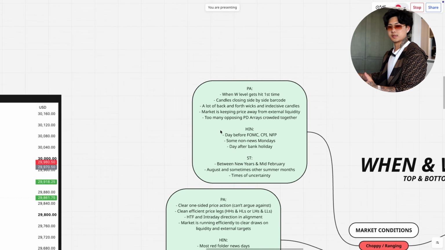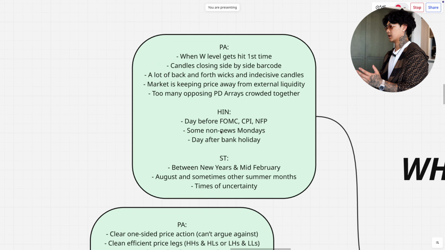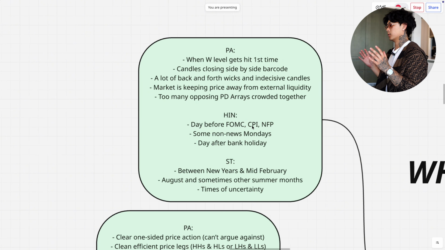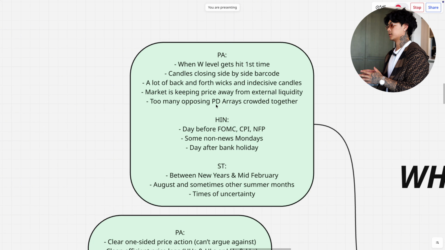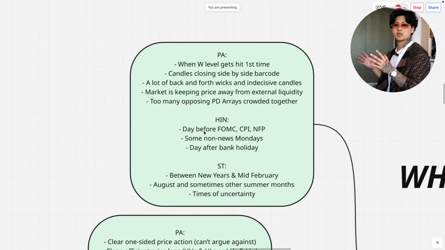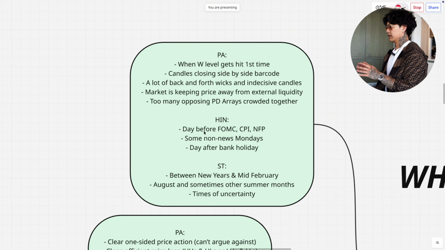Now, some other causes of consolidation or choppier conditions is the day before most red folder news events. So the day before FOMC, the day before CPI, the day before NFP. These are classic consolidation days because the market is holding price in a pattern, preparing for the upcoming news release. And if you don't believe me, just backtest it. Go on forexfactory.com, look at the most recent days before FOMC, CPI, NFP, and you'll probably notice they're very choppy, very consolidated 80 to 90% of the time.